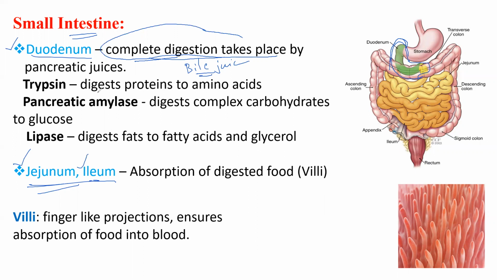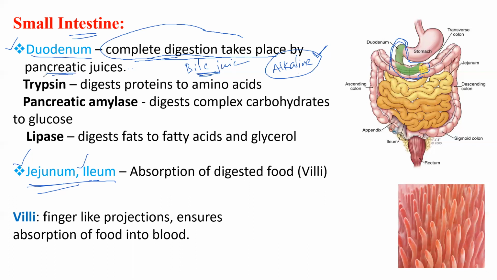The medium is converted into an alkaline medium. This alkaline medium facilitates the activation of the pancreatic juices. If there is no alkaline medium, pancreatic juices cannot work. Like pepsin in the stomach, which is activated in the presence of an acidic medium, all the pancreatic juices are activated in an alkaline medium. How is the alkaline medium created there? With the help of your bile juices.